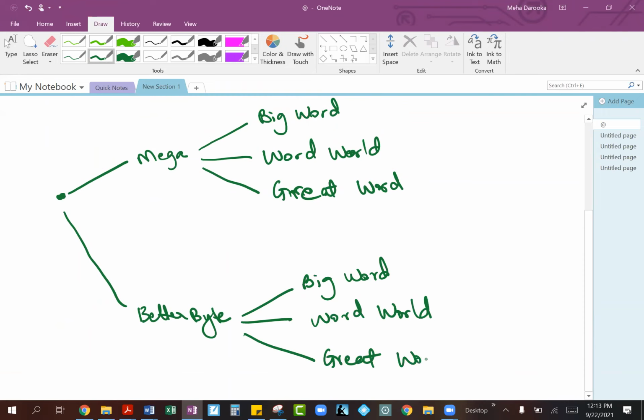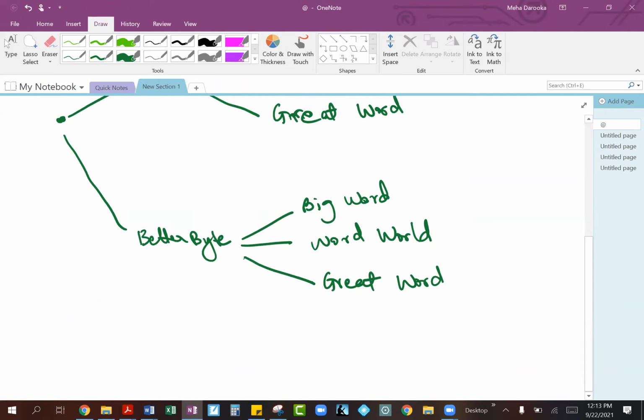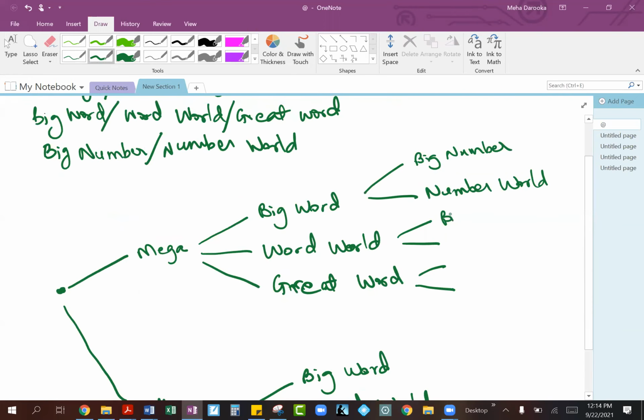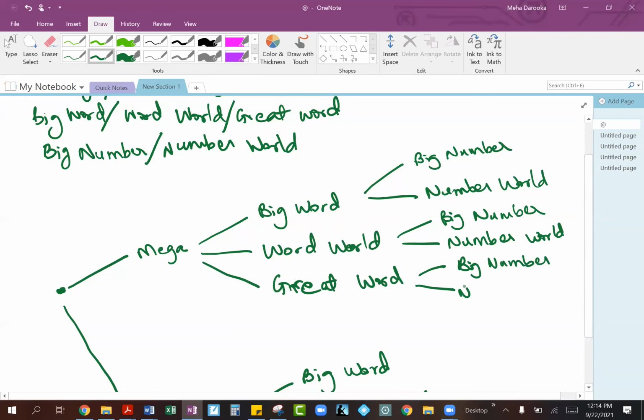Man, I think they're doing this on purpose to create like a tongue twister. So the 3 word processing softwares, and then you've got the 2 spreadsheets. So now with each one of these, we would have to do the 2 spreadsheets. So that's your Big Number and Number World. So that's kind of how you set up your tree diagrams. And of course, this will be the same for all of these options going down. And after you come up with your table or your tree diagram, then you actually have to list out all the possible combinations that we can come up with in this case.